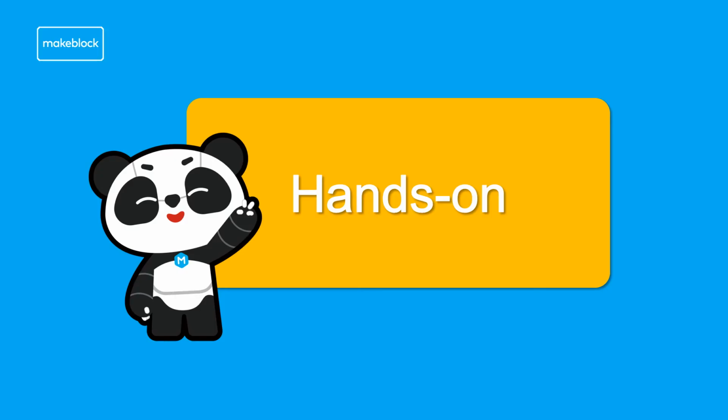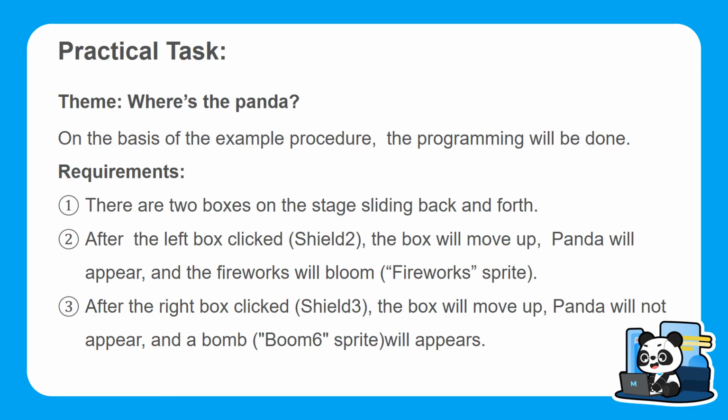I am now going to guide you on how to write the complete program for the game Where's the Panda. We are going to use our previously generated script in order to do this. The requirements for the game Where is the Panda are as follows. Number 1. There are 2 boxes on the stage that will slide back and forth. Number 2. After the left box is clicked, the box will move up, the panda will appear, and the fireworks will explode. Number 3. After the right box is clicked, the box will move up, the panda will not appear, and the bomb will explode.